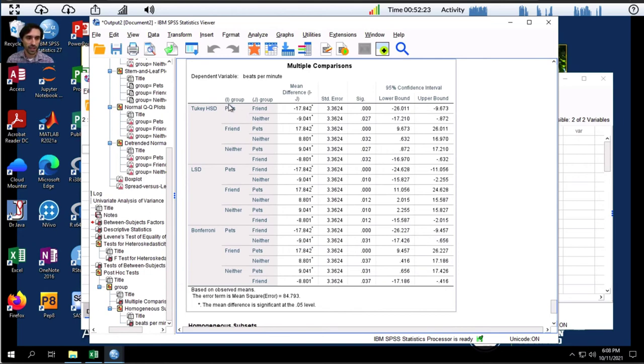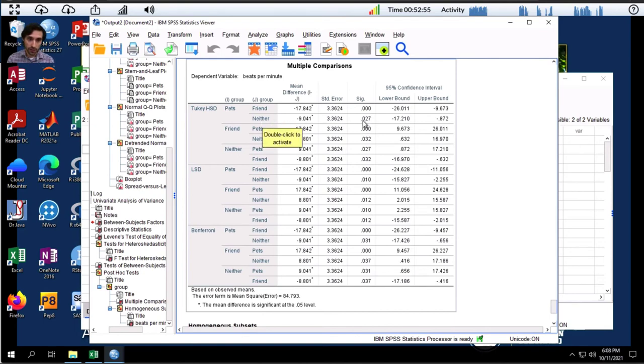So we are looking at the differences between pets, the room with a pet and a room with a friend. And there is a significant difference in the heart rate from the group with a pet in the room and the group with a friend in the room, all right? And again, we saw that even on the chart, but now we have proof, based on our test here, our post-hoc test.